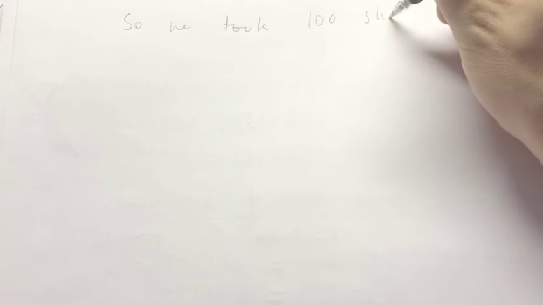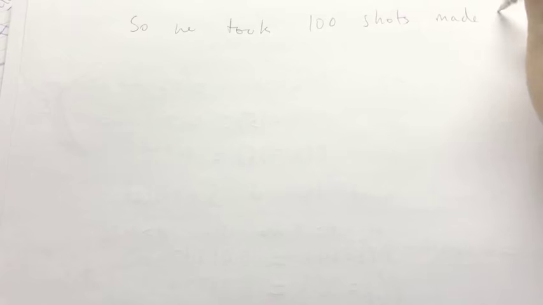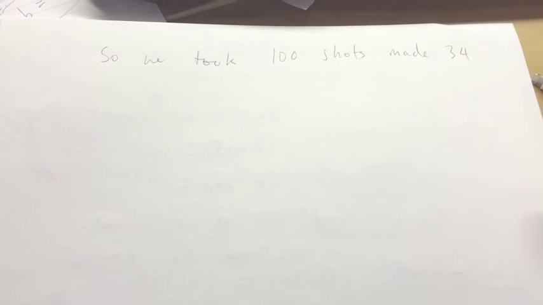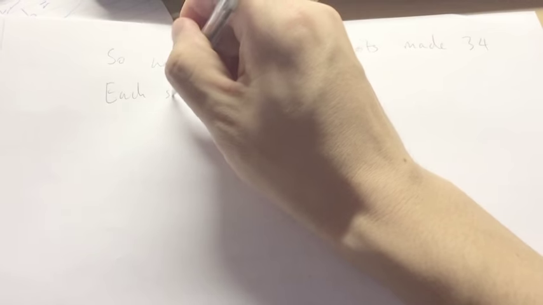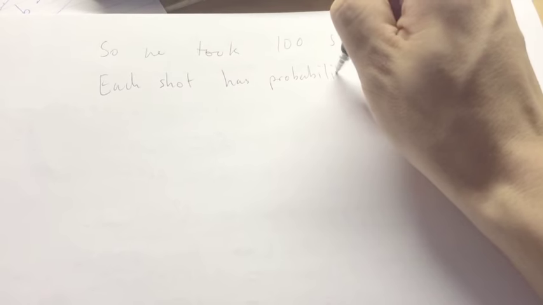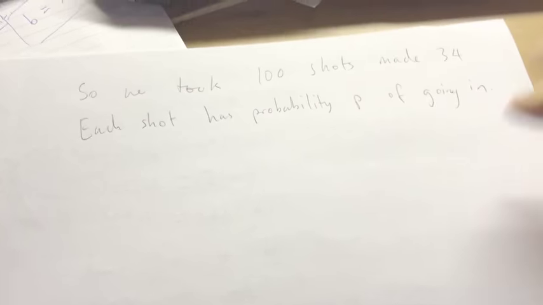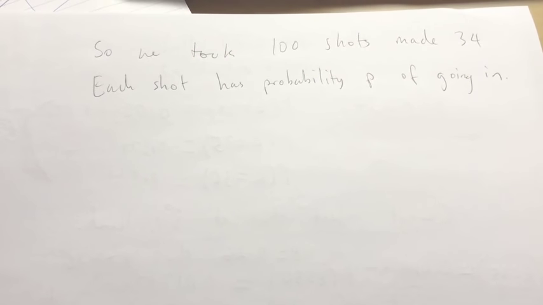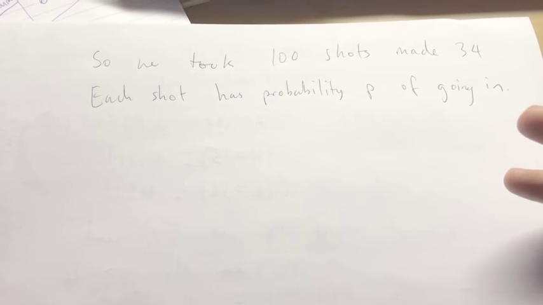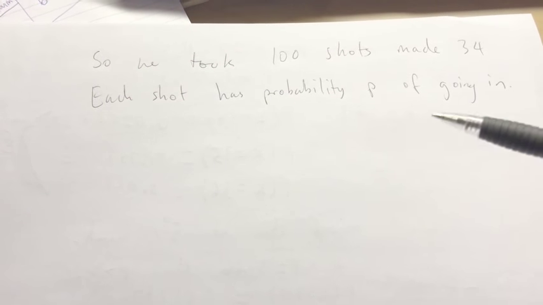So we took 100 shots, made 34, and we're assuming each shot is random and independent of each other with probability P going in. And so the point of this video will be to get an idea of what P is based on seeing that 34 shots went in.